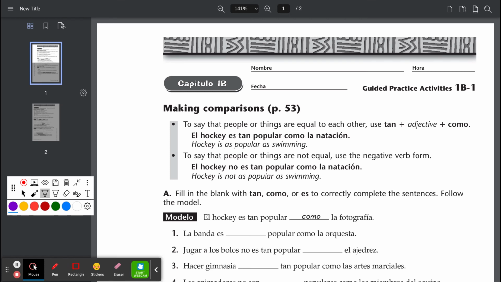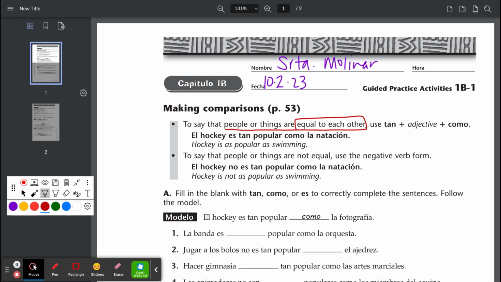Buenos días. Today we're going to be talking about making comparisons in Spanish. So you should have a handout that looks like this. And today is, hoy es el 2 de octubre del año 2023.